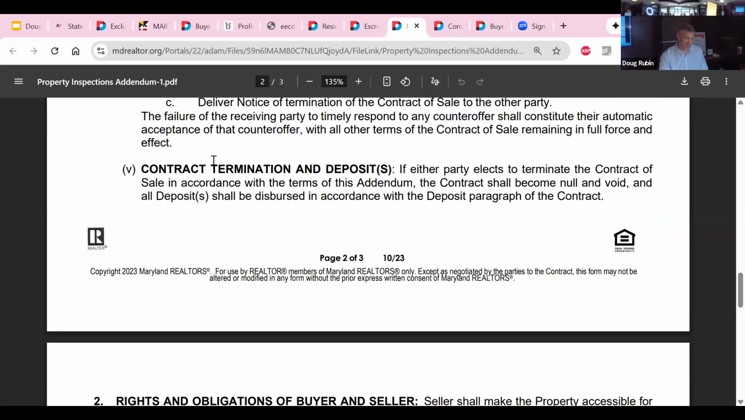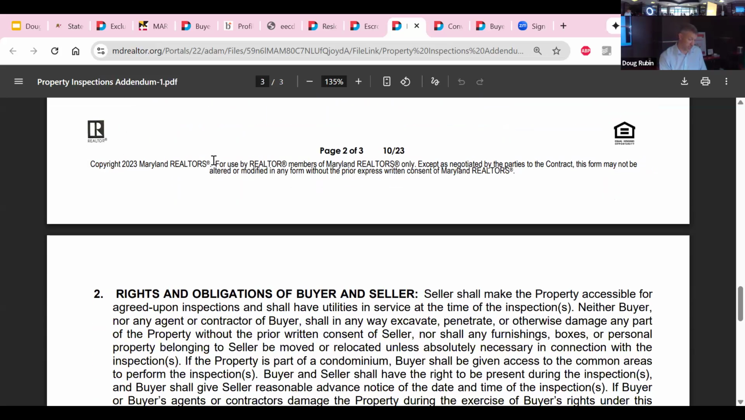So this basically says, if you terminate, you then just go to the release of deposit paragraph. The release of deposit paragraph is just like, fight over it, unless it's one of these itemized contingencies, of which inspections are included. So as long as you comply with these deadlines and you get out of the contract, you should be able to automatically get your EMD back.